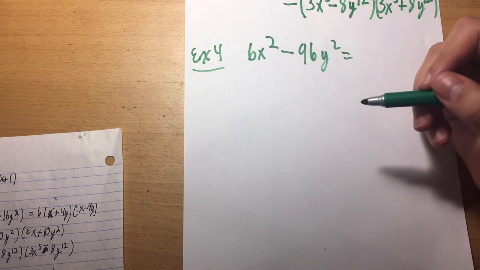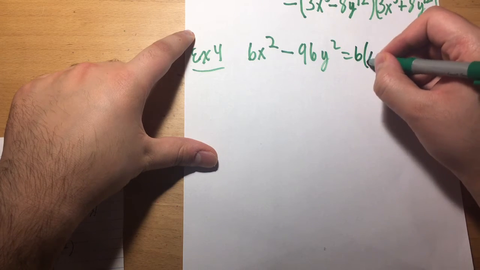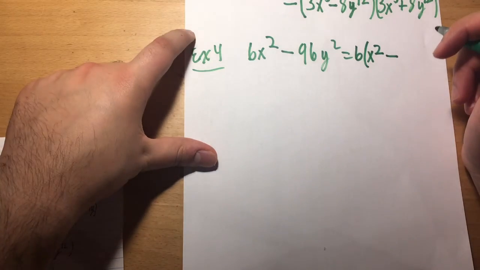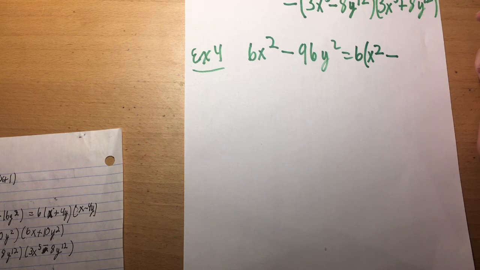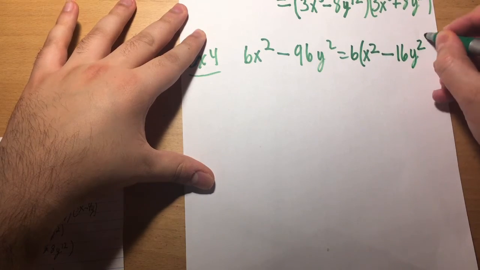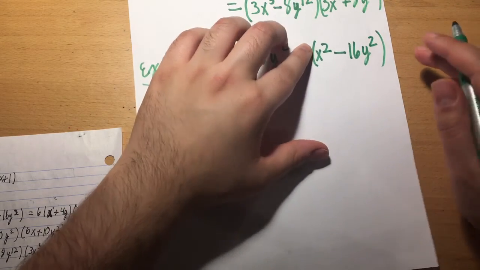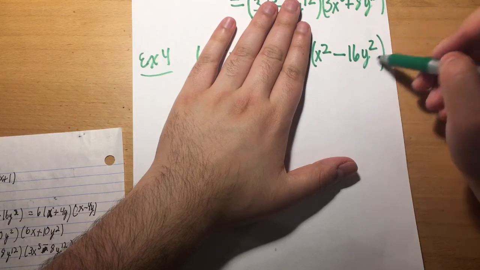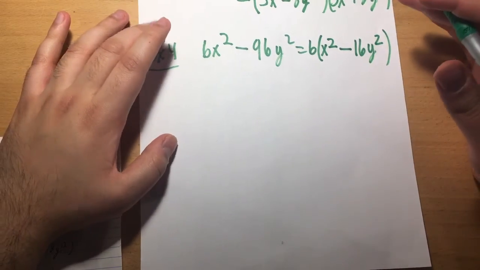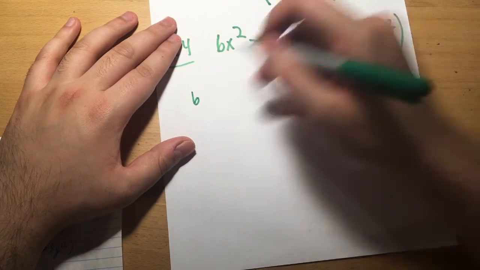So what happens if I take out 6 from both and rewrite this as 6 on the outside. And then 6x squared divided by 6 is just x squared. 96y squared divided by 6, well, that's just going to get you 16y squared. Now, you might notice that these two things are perfect squares, so we should be able to do difference of two squares with this term, right? So let's go ahead and do that. Now that we've factored it to a place where we can actually use our difference of two squares technique, just to give myself more room, I'm going to rewrite this on the side here.